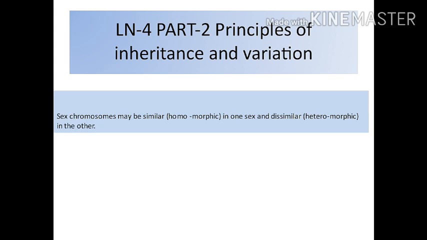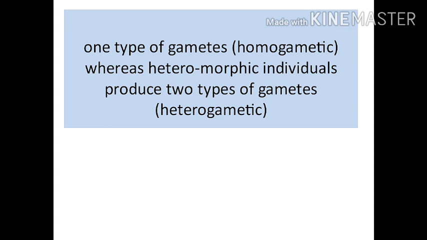If the chromosomes are similar in nature, it is said to be homomorphic. If they are dissimilar in nature, it is said to be heteromorphic. The homomorphic produces similar gametes, that is only one type of gamete. The heteromorphic produces two types of gametes, which are dissimilar in nature.